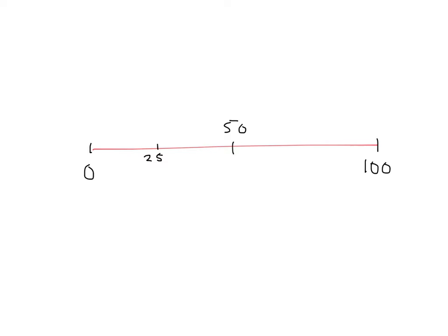I'm going to change to yellow. If I was plotting 26, I would know that the point would be just above 25. If I was plotting 75, well, that's bang on between 50 and 100. So I can plot that point right there.